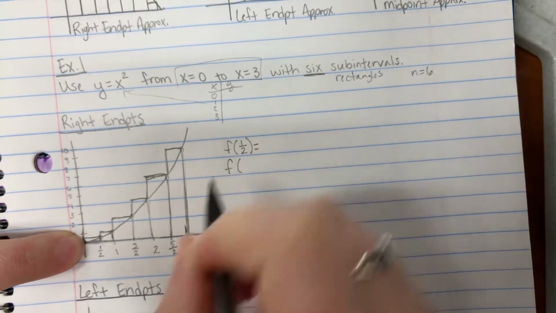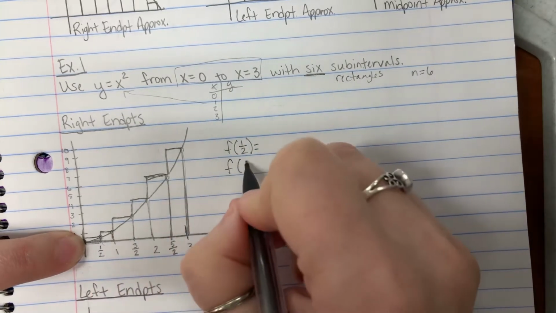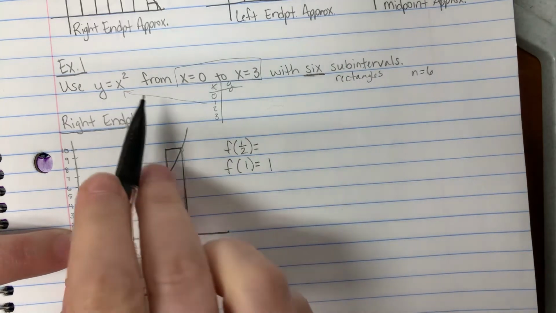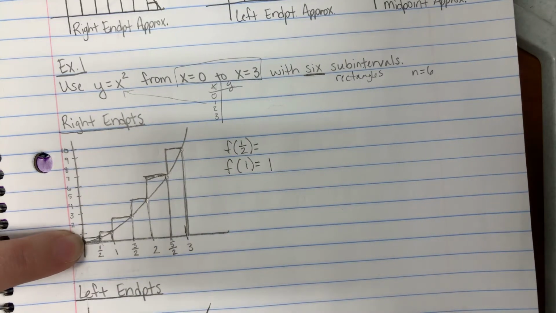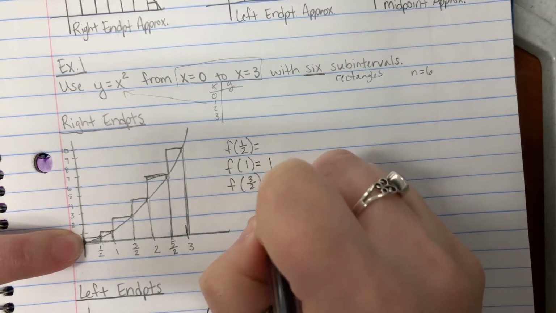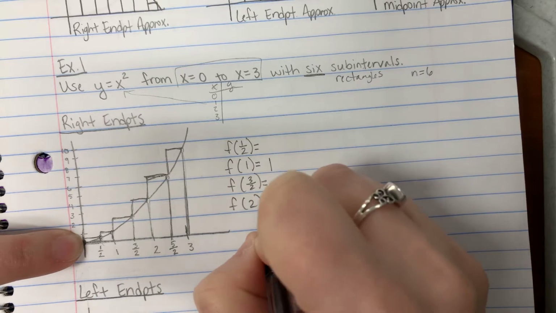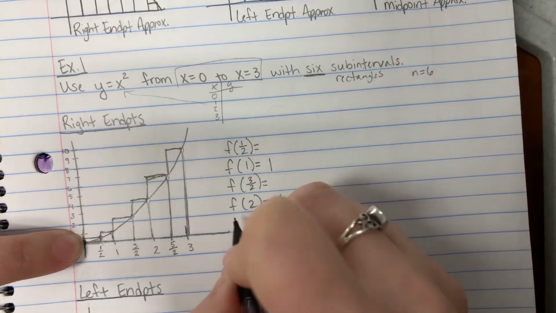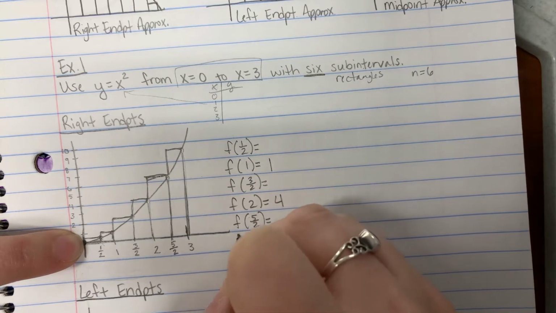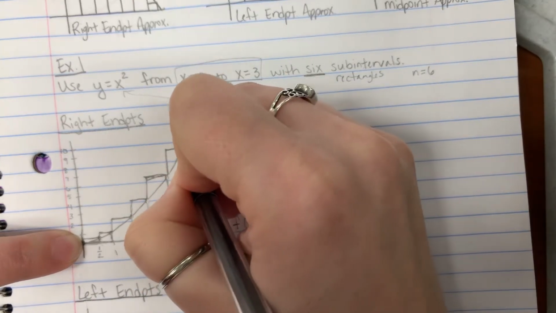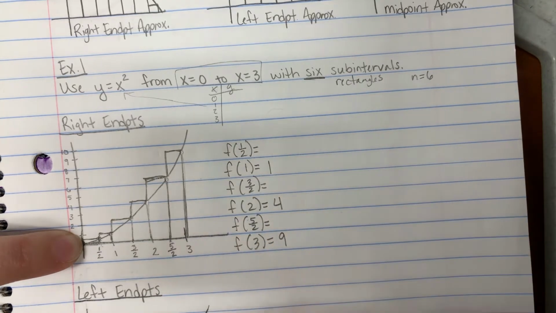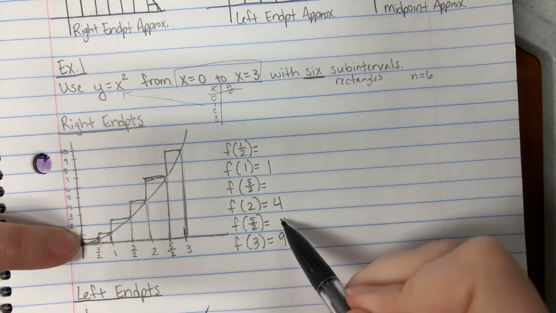And for this one I have to know what f of 1 is. The good thing is I already found that. 1 squared was 1. Remember when we plugged it in? It's just 1 squared is 1. So my next one I need to know f of 3/2. F of 2 was easy. I knew that was 4. F of 5/2 was my next one. And then my last endpoint right here was f of 3, which was 9. So I just need to figure out what these are in between.